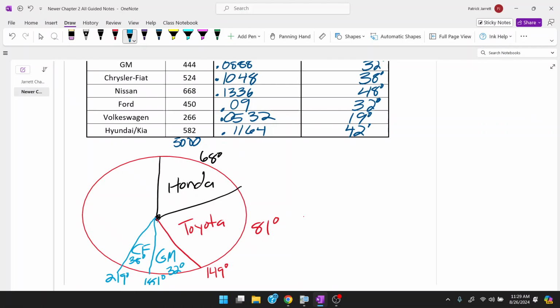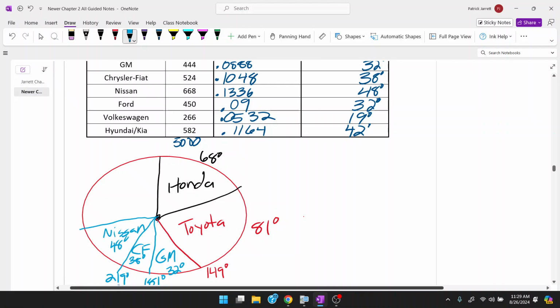And then Nissan, 219 plus 48. Let's see, 259, 267, probably a little off. And then Ford, 299. And just do Volkswagen and Hyundai and Kia. And right there, yep. So that's how we do a pie chart.